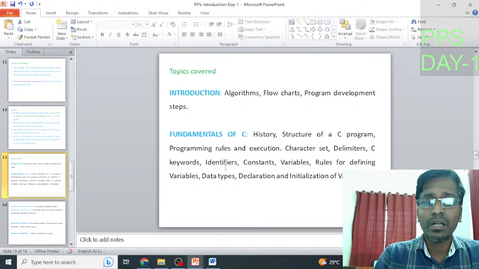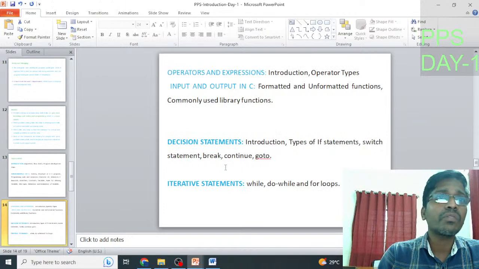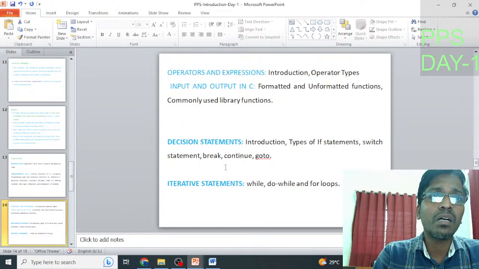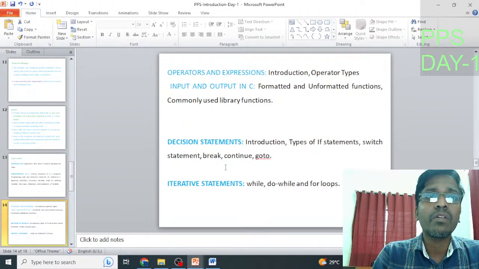So all these topics I covered, and after that, I will also cover operators and expressions, and I want to discuss different types of operators available in the C programming language. And after that, I want to discuss input and output functions in C programming, like formatted and unformatted functions. What are the input functions you are using, what are the output functions you are using, and what are the commonly used library functions we will use in the program.